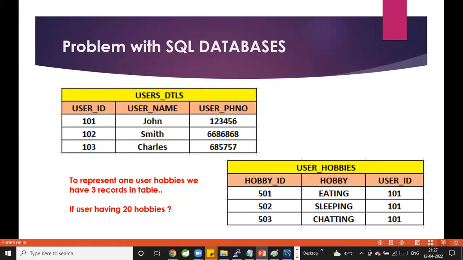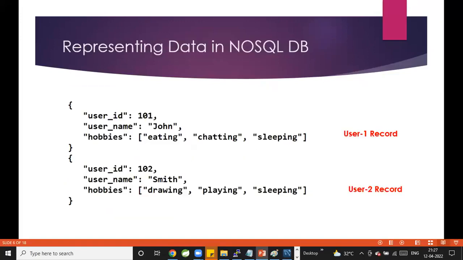Now tell me, is it recommended to use these SQL databases for this kind of requirement? No, sir. Then what is the solution? NoSQL. Now see here. For one user, how many records am I inserting? For one user, 1 record. User 1, John. Can I say hobbies in the JSON format, key value?